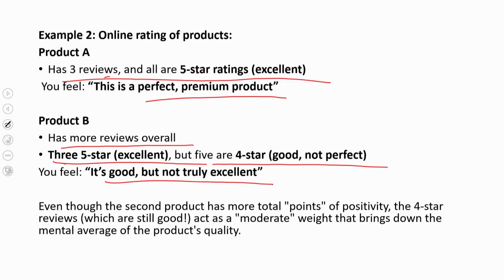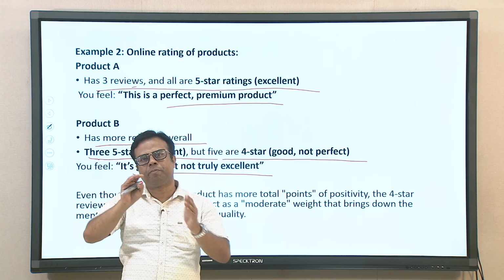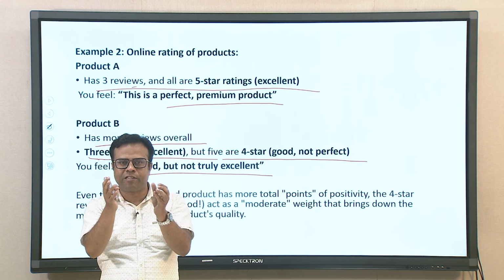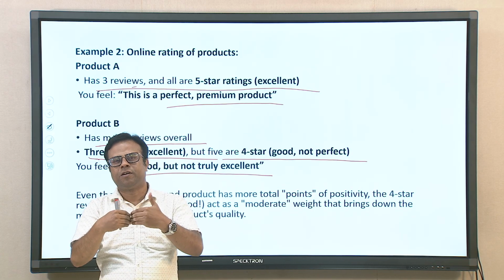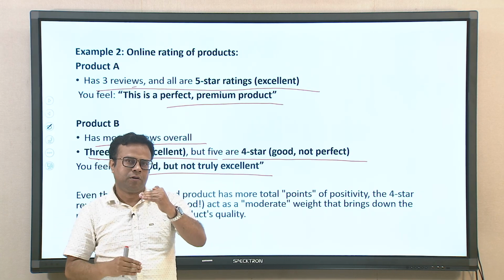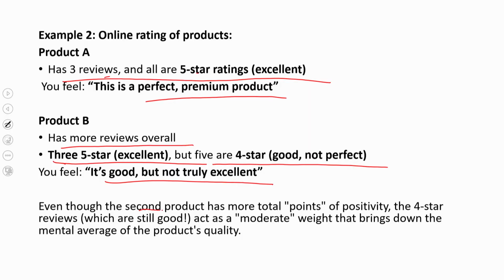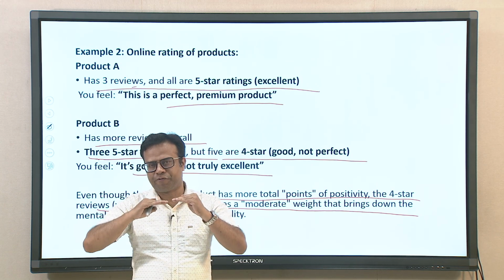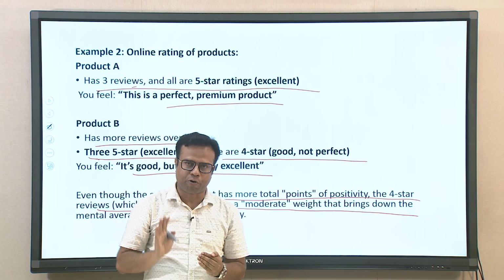But if you see, product B has more reviews, overall more positive reviews, because many more people have given positive reviews. 5-star, 3 people gave here, and here also 3 people, but again 5 more people have given 4-star. So, when you take a mental average, it seems the impression goes down a little bit. Even though the second product has more total points of positivity, the 4-star reviews act as a moderate weight that brings down the overall mental average, and people seem to form a slightly lower positive impression about the product as compared to product A.